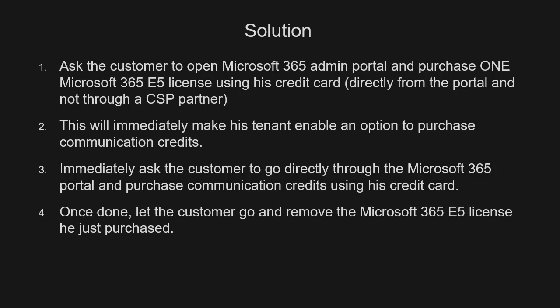Now, immediately after you purchase that license, you can search for communication credits add-on. It will appear because your tenant recognizes that you purchase that Microsoft 365 E5 license not through a CSP, but using Microsoft Direct, using your credit card without contacting your CSP partner. So when you search now for the communication credits add-on, you will see it and you will be able to purchase communication credits directly and it will be charged with your credit card.